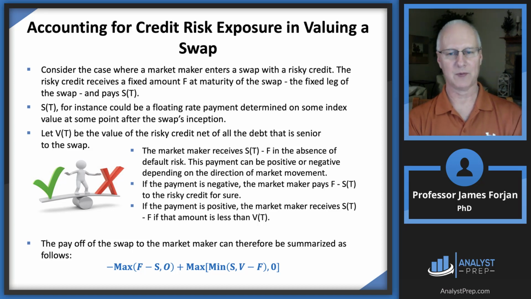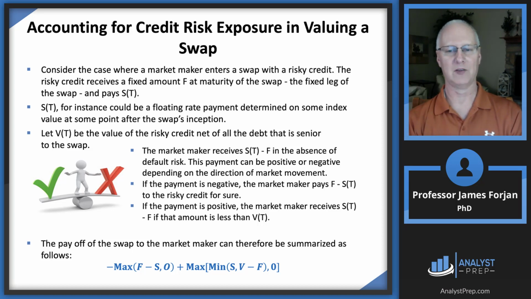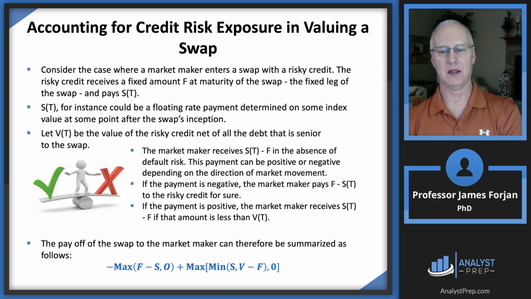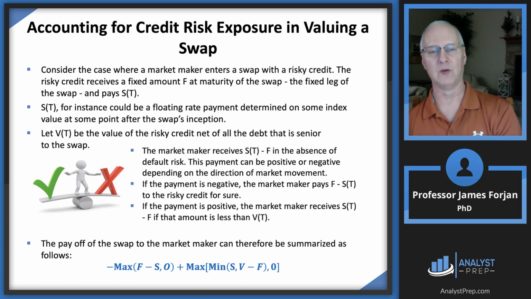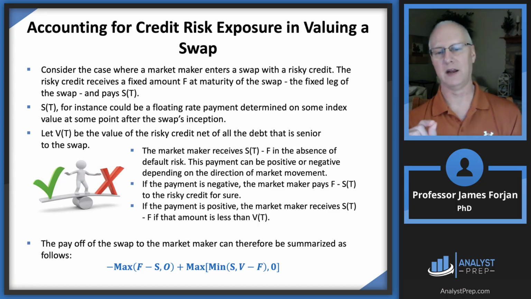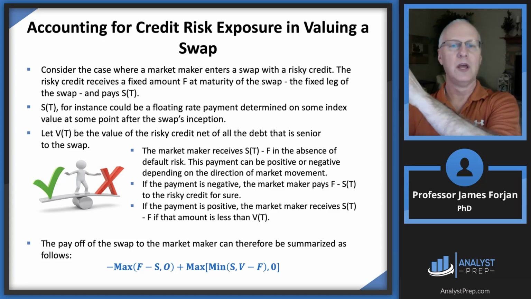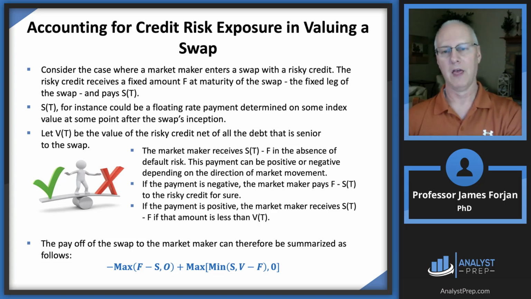And so the payoff of the swap to the market maker, in this case, I guess there's somebody in between my neighbor and me standing on the fence, can be summarized by, look at this. So we're going to take the maximum of the difference between that fixed amount at maturity and the swap payment, and then the minimum of the difference between those two and the value of that risky credit. And so notice we have a minus sign under the first max and a plus sign before the second max. And so what we're doing is really just saying, all right, he or she has a value, your neighbor, and we have a value on this side. And so that's how we're going to account for it.